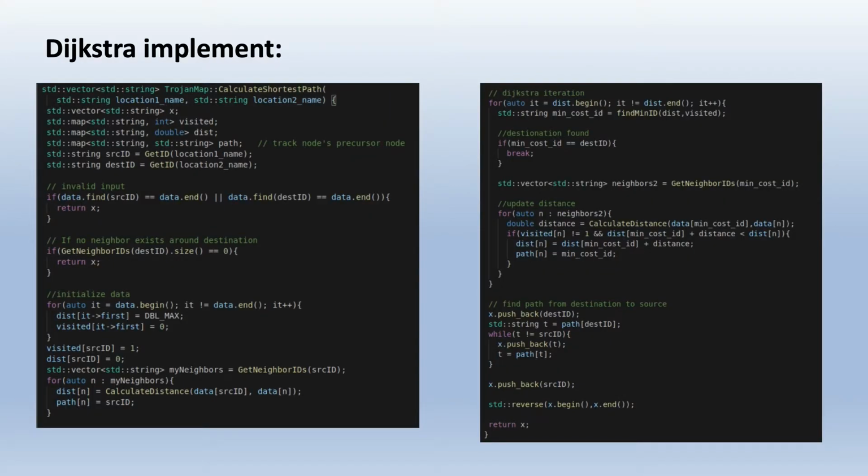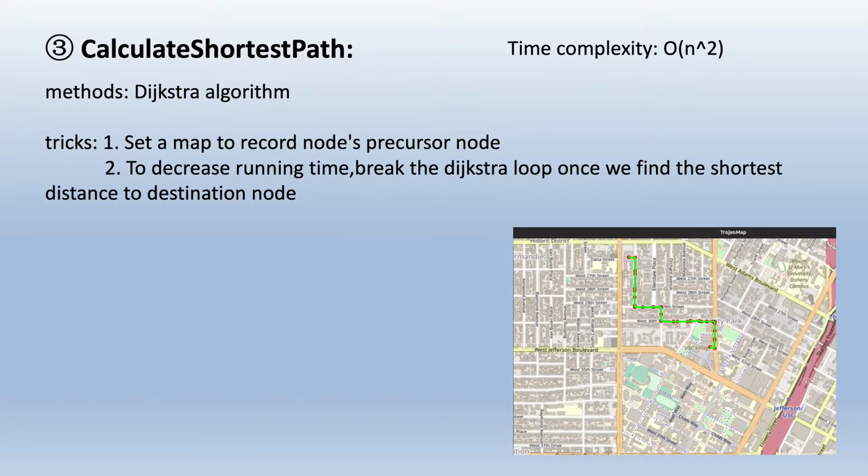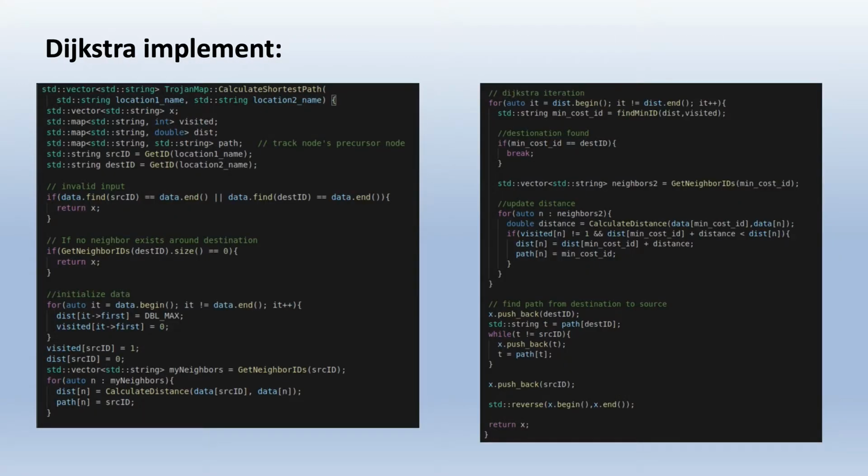Here's my Dijkstra implementation. There are two more tricks here. The first trick is we can set a map to record nodes' precursor node. In this way, we can find paths. The second trick is to decrease running time. We can break the Dijkstra loop once we find the shortest distance to destination node.